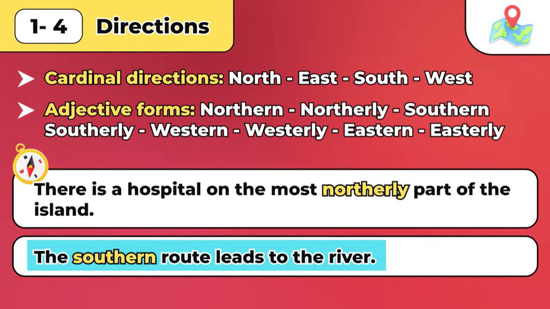Word 1 is a cardinal direction adjective. The adjective forms are northern or northerly, southern or southerly, western or westerly, and eastern or easterly. For example, there is a hospital on the most northerly part of Ireland, or the southern route leads to the river.